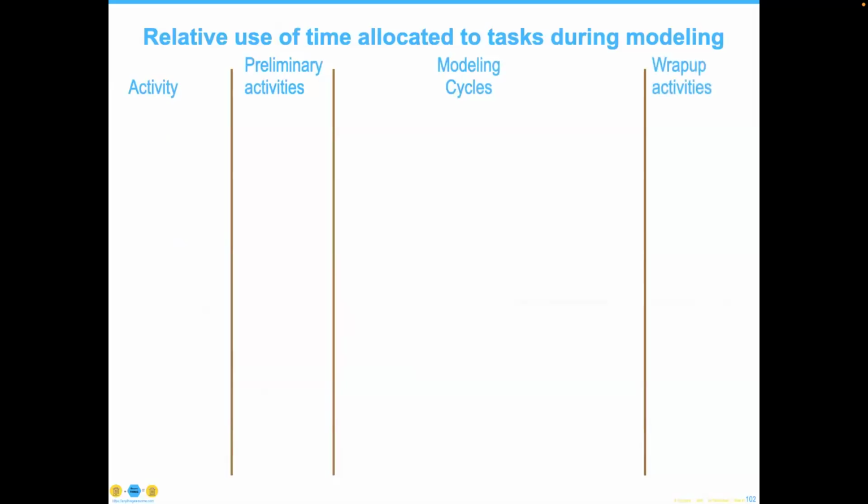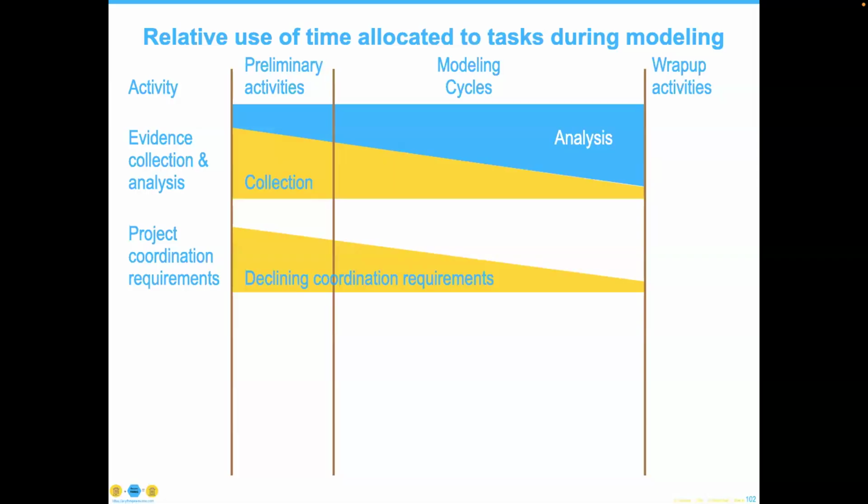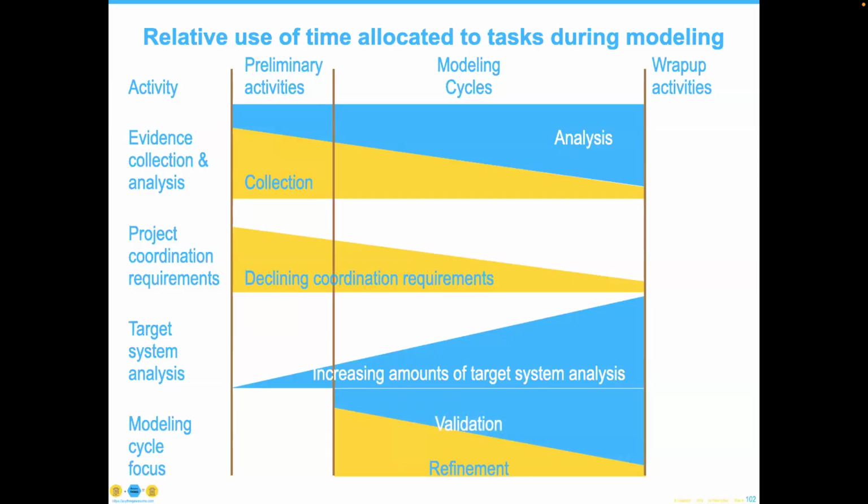So as another aspect of the modeling here that you'll see, it should evolve over time. You should be collecting less evidence and doing less analysis as you move from your preliminary activities to your modeling cycles to your wrap up. Similarly, your analysis should increase correspondingly as you go through that. If you're not seeing that pattern, you're not having enough understanding. And once again, AI is a tremendously powerful accelerant to do this. Our coordination requirements will decline over time, and we'll be doing increasing amounts of target system analysis. And finally, more validation and less refinement as we go through the entire process. So this is just ways in which all of these things can evolve as we're looking at these.